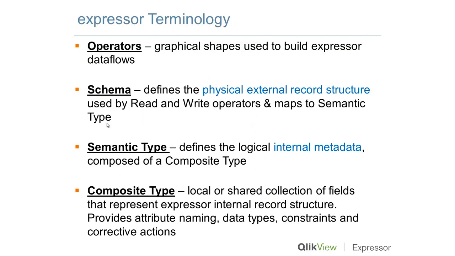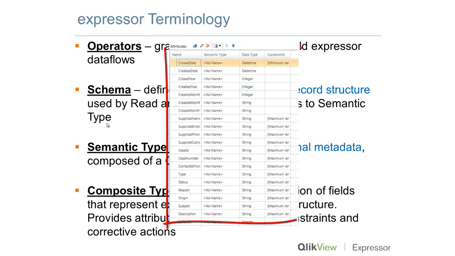A composite type is an artifact of a semantic type defined within schemas. They can be local to an operator or shared with others. It contains a collection of field attributes that represent the Expressor internal record structure. It provides attribute naming, data type selection, constraint rules, error handling, and corrective actions.